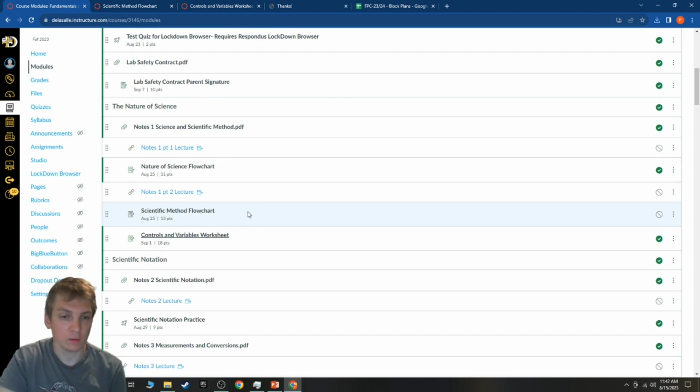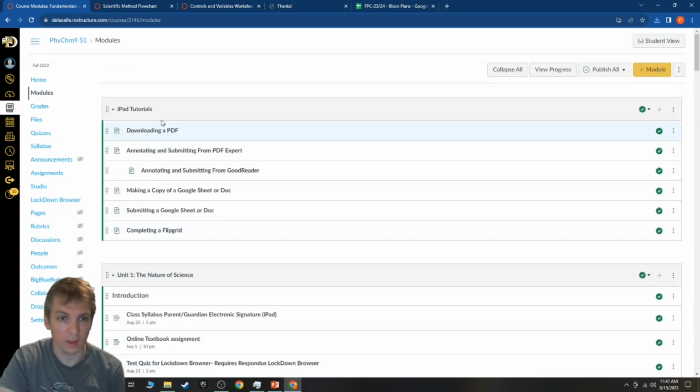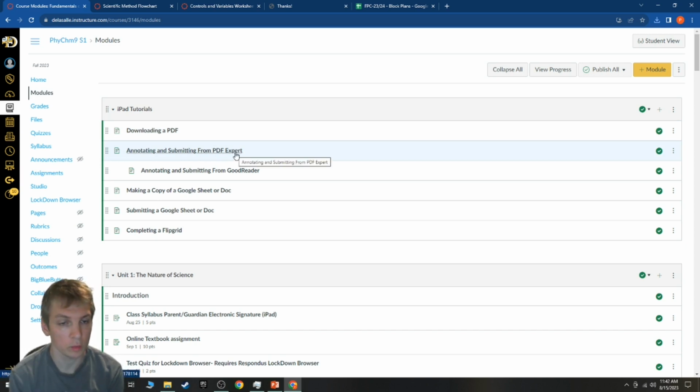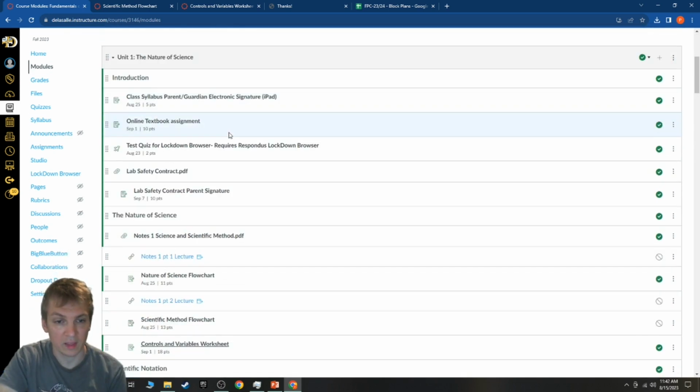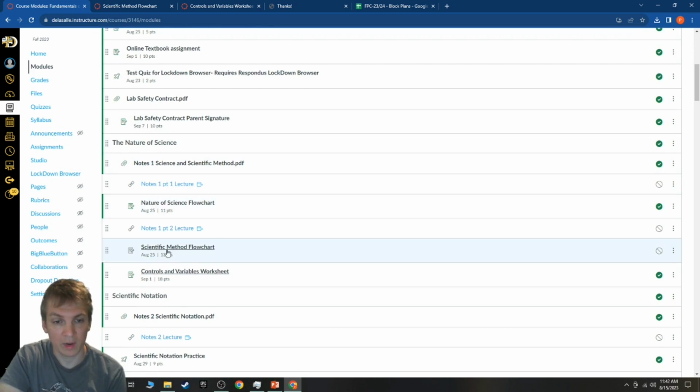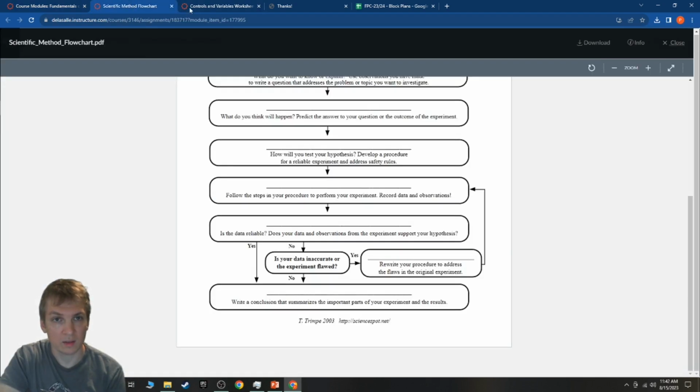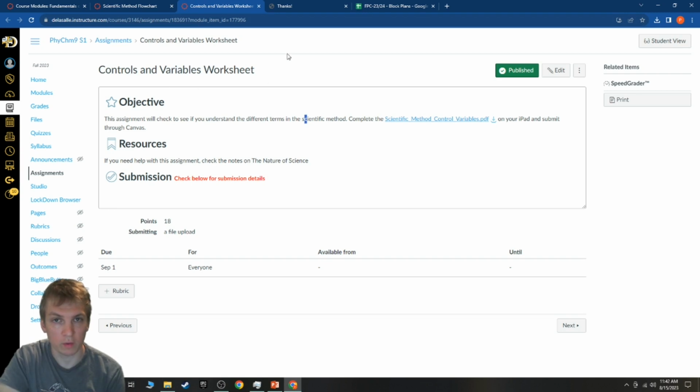If you have forgotten how to submit something or you still haven't quite figured it out, again, there are two documents you can take a look at: downloading a PDF and then annotating and submitting from PDF Expert. So those are two great forms you can take a look at. If that doesn't help you, please at this point ask a teacher, a friend, someone at your table, someone at the tech office how to do that so that you can get familiar with that, because this is something that you're going to be doing several times a day throughout your entire high school career, submitting things through the iPad. So definitely getting that down is important. So complete right now the scientific method flowchart, and then next class period we'll work on this other worksheet called the controls and variables worksheets.